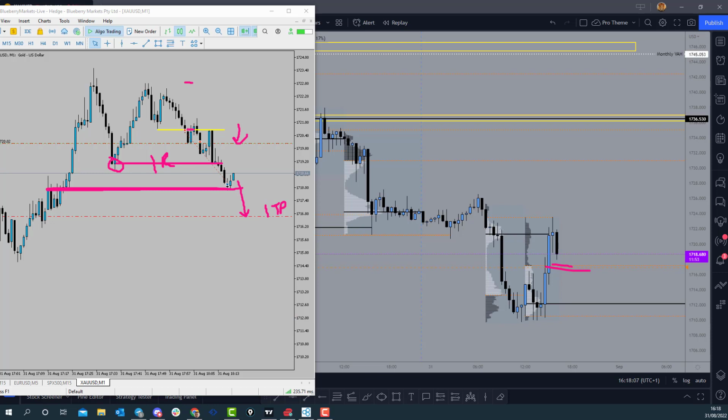So it's win-win on this trade. We're either going to come out with a 1R result and a break even, or we're going to come out with two positive results. So let's see what happens. I'll let you know in the next update.